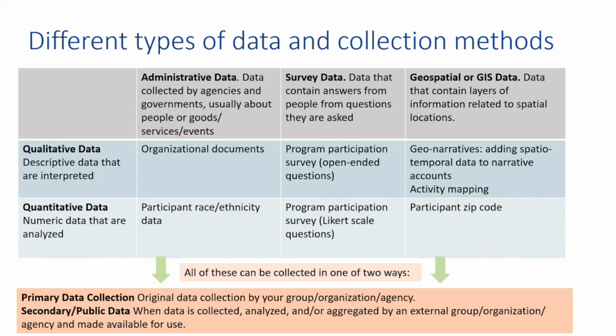So to add a layer to this, all of these can be collected in one of two ways, either indirectly or directly. It's exactly the same data, but it's referring to who's collecting it and who's using it. Primary data collection is when you belong to an organization, and that organization is the one that collects the data. Secondary data is data that someone else is collecting. So if you're thinking about administrative race and ethnicity data collected by OHA, if you're OHA, that's primary data. If you're a CBO, that would be secondary data.